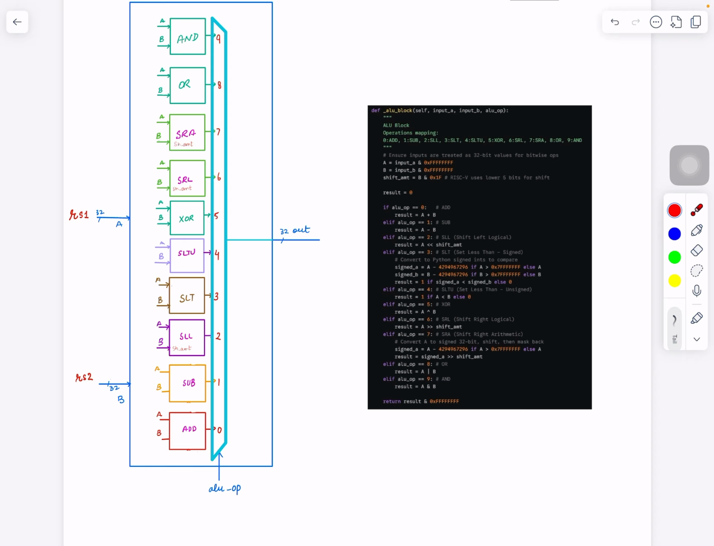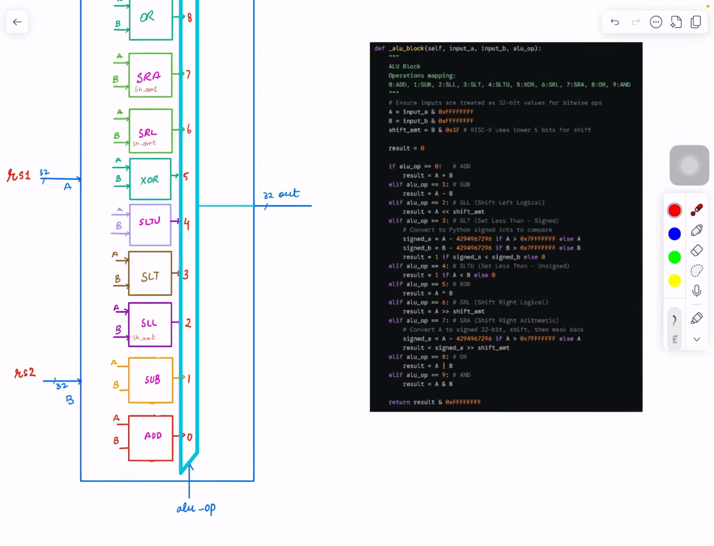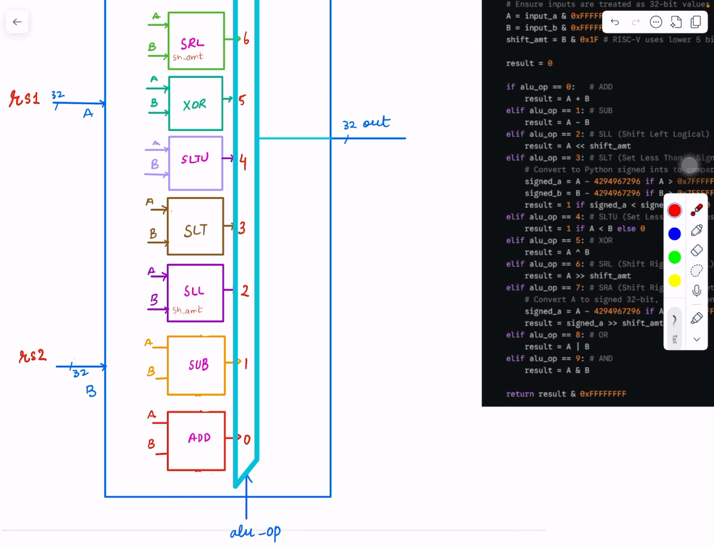Same thing, this one is SLL, shift logical left. Again, we're not looking into how the operation happens, but you can look into my digital logic design series, where I have discussed logical shifts and arithmetic shifts. Here we're not going inside this block, all we're saying is shifting A by this much.